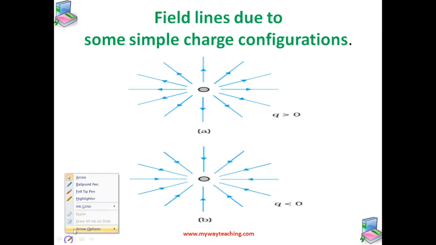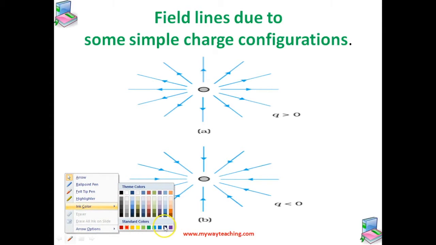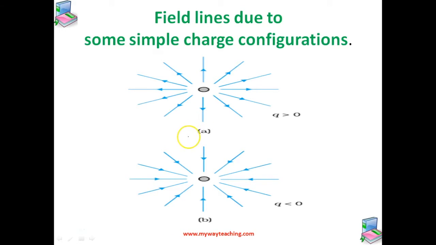In this part, you can see field lines around simple charge configurations. The field lines are in three-dimensional space, but in the figure you can see only two dimensions, on a plane. The field lines of a single positive charge are radially outward, as you can see in this figure. In the case of a negative charge, they are radially inward. So this is a positive and this is a negative charge.